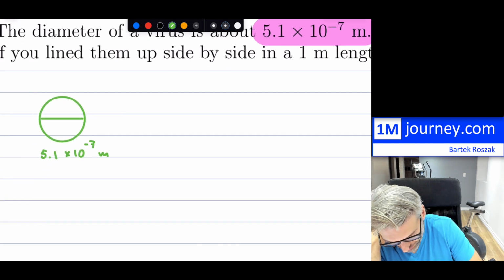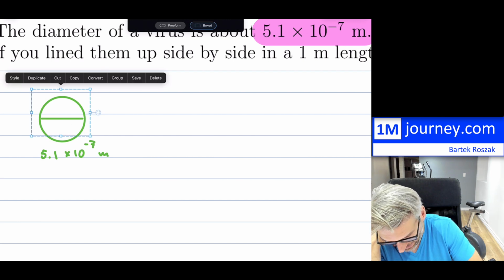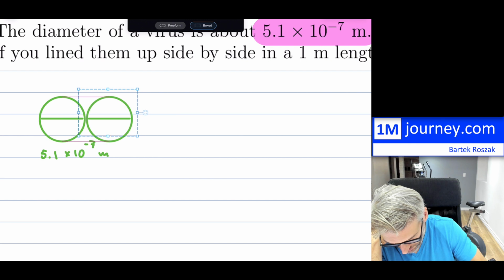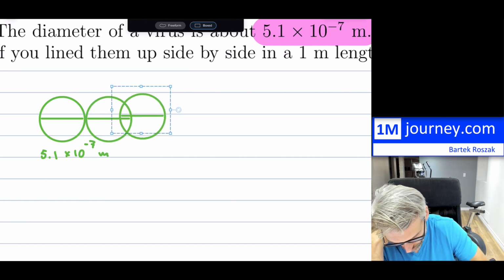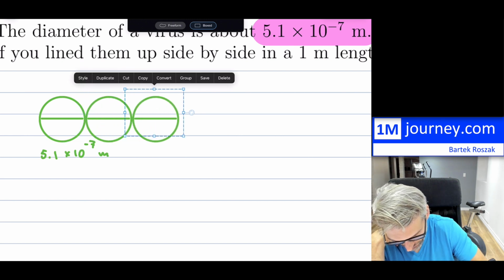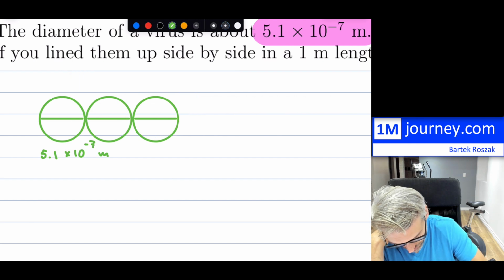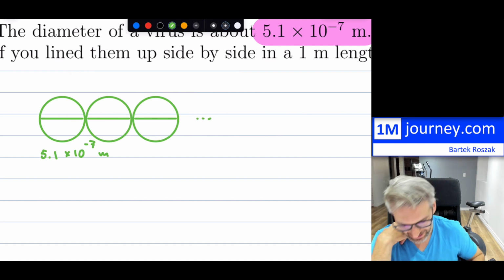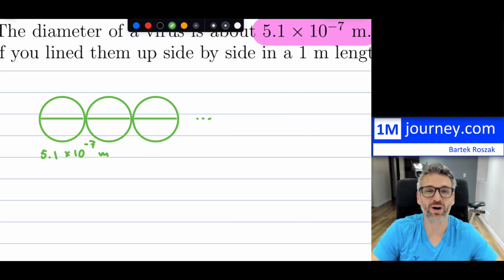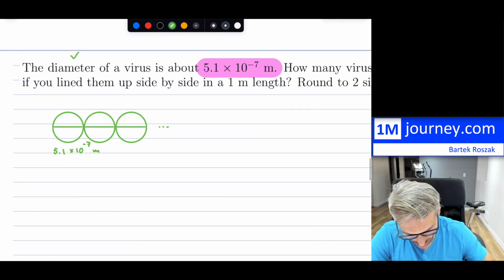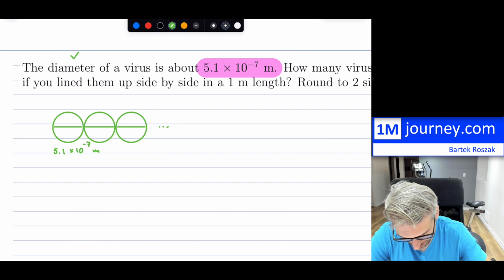And what we want to be able to do is see how many of these we would be able to fit in, side by side. So if we were going side by side and duplicating these all the way through, of course, I'm not going to do that because we would have to do that all the way to cover 1 meter of length. So how would we do this in terms of math?